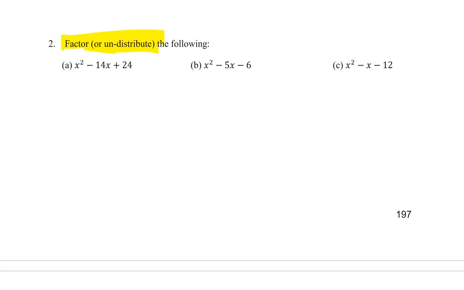Letter A, x squared minus 14x plus 24. To get the factors, first the first term, x squared, factors are x and x. And then the last term, 24, find two numbers that when you multiply is positive 24 and when you add is negative 14. And yes, that is negative 2 and negative 12. Negative 2 times negative 12 is positive 24. Negative 2 plus negative 12 is negative 14.